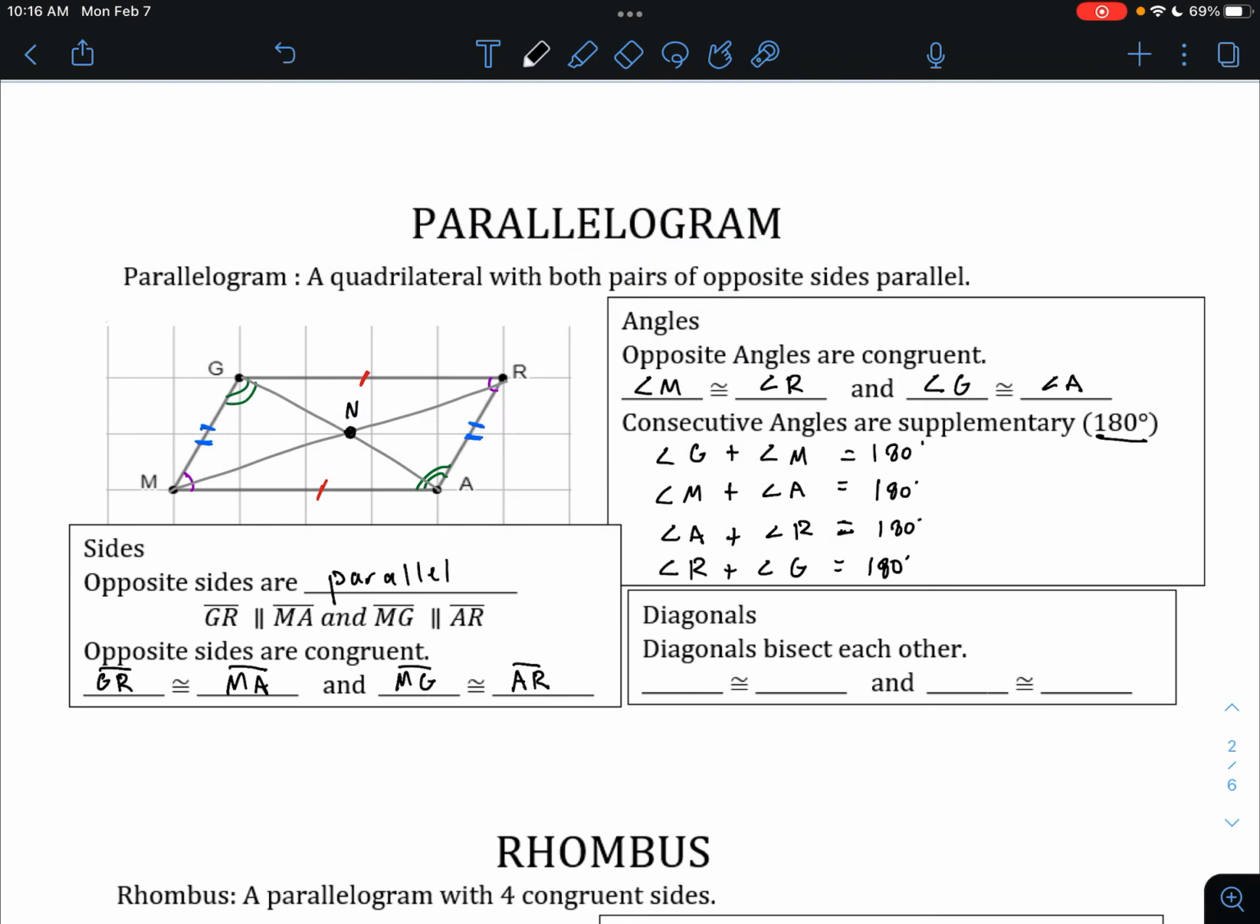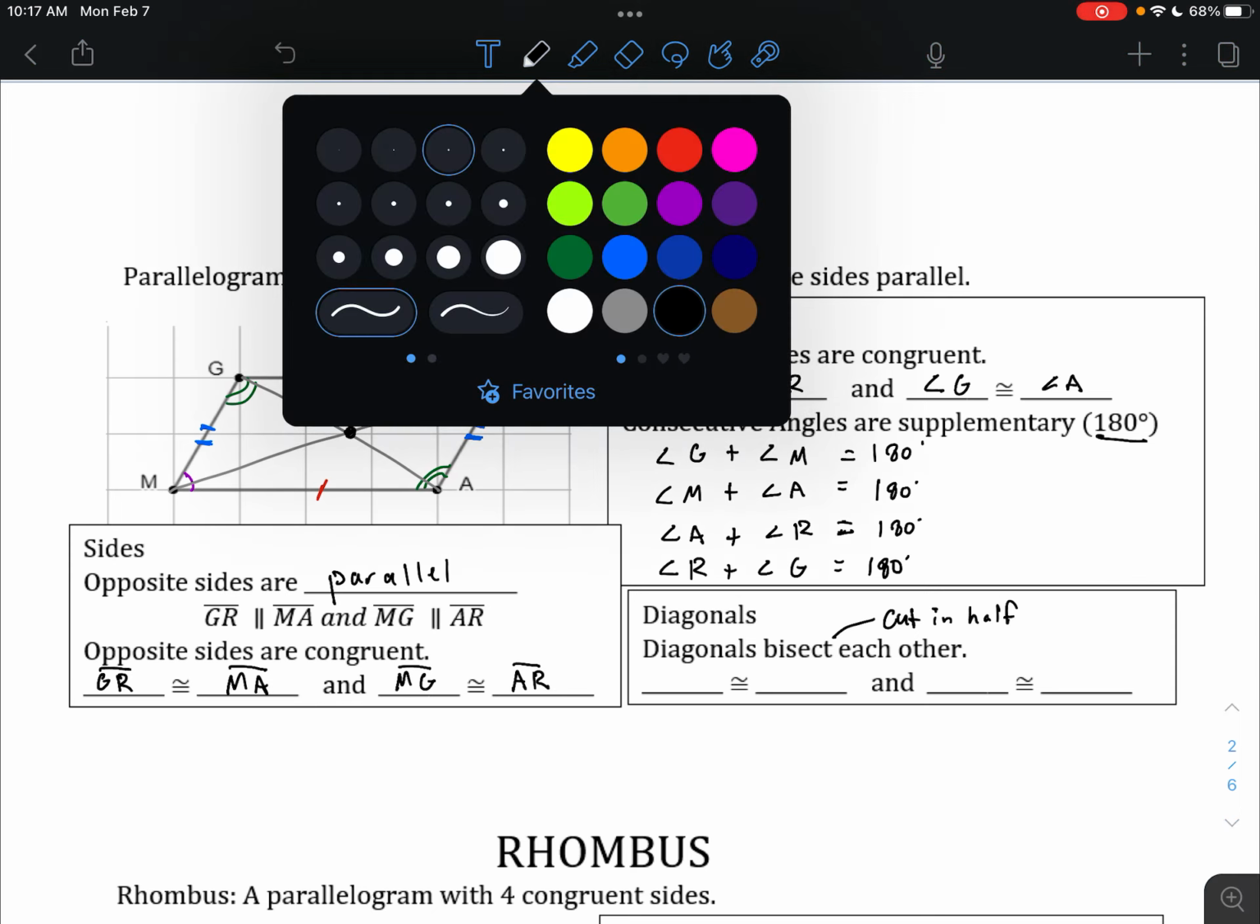And the next thing we know is that the diagonals bisect each other. If you don't remember what bisect means, think about that for a second. Bi means two, sect means to cut. So to bisect something, we're going to cut into 2 parts. And specifically, we're going to cut them exactly in half. So the diagonals cut each other in half. What that means is that N is halfway between G and A, and it's halfway between M and R. So I can also set those little half diagonals equal to each other.